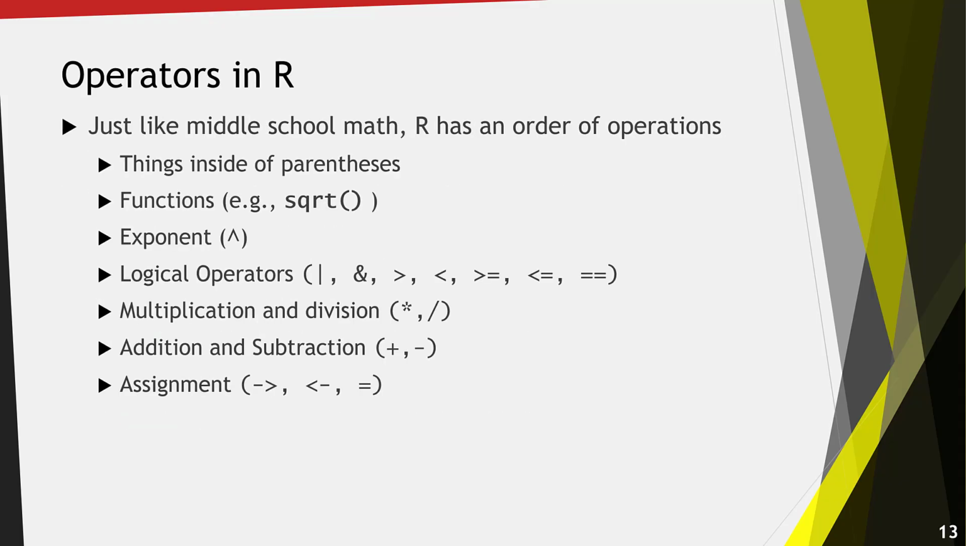Just like in middle school math, R has an order of operations. The way things work is it's first going to look inside of parentheses and evaluate everything in there. Then it's going to evaluate functions. We'll talk more about functions in the next video. So the square root function is sqrt with some parentheses. After it evaluates stuff inside parentheses, it would evaluate something like square root. Exponent is the caret, which is shift and 6 on your keyboard.